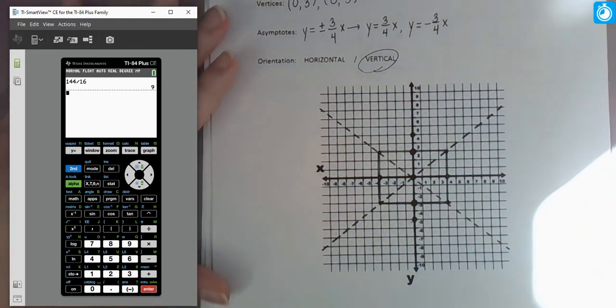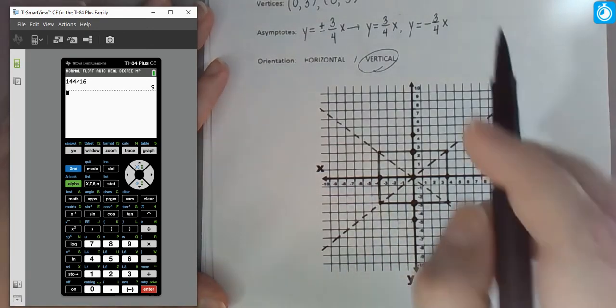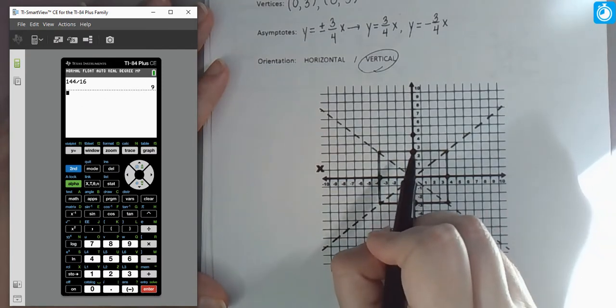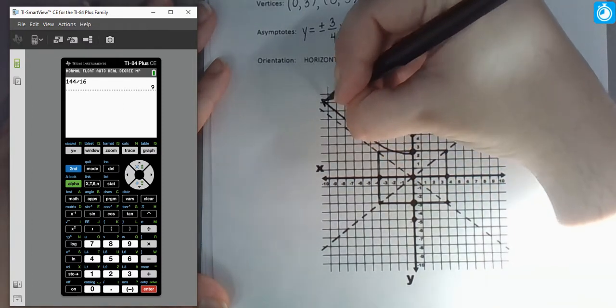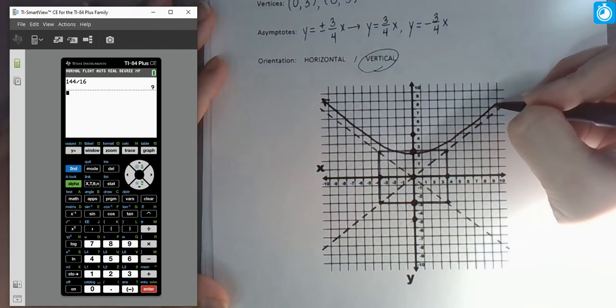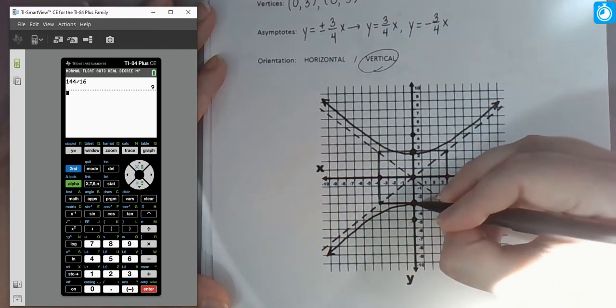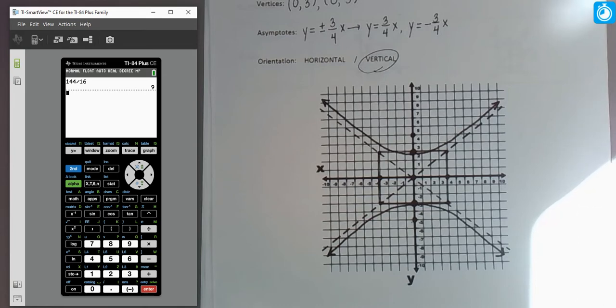Okay, so once I have those, now it's just a matter of filling in our graph. Now we've got a lot of points on here. Where are our vertices? We're talking about a vertical hyperbola, and these are our two vertices. So each branch of the hyperbola is going to emanate from one of the vertices. So here's branch 1, and then the branch below. So that's going to be, roughly speaking, our hyperbola. So that gives us a couple of examples of how to graph a hyperbola that's centered at the origin.